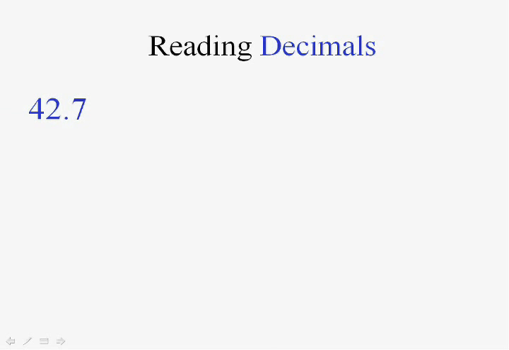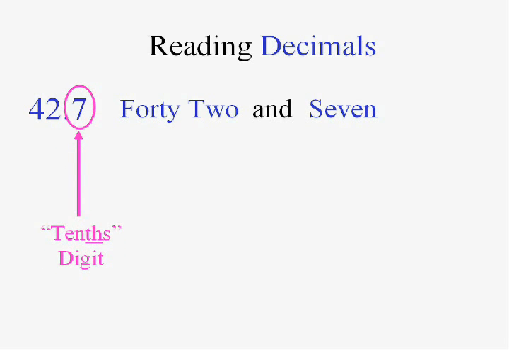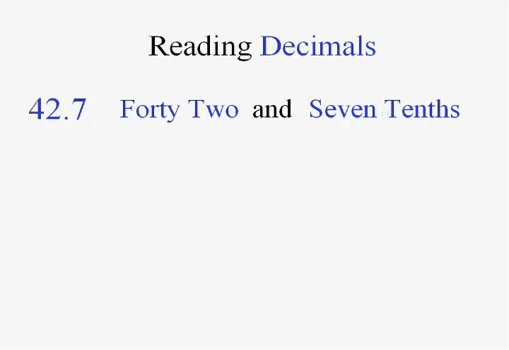To read or write this, for that matter, we would say the whole number portion, 42, and then what? Don't you dare say point. And the fractional portion with the rightmost decimal digit, 7. Now what spot is that 7 in? It's in the tenths digit, so we say 42 and 7 tenths.